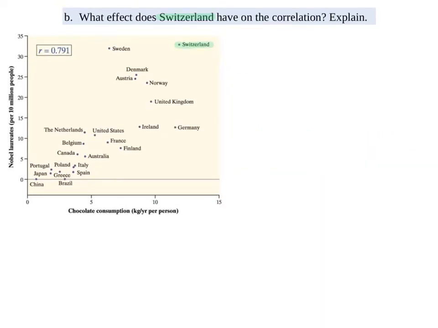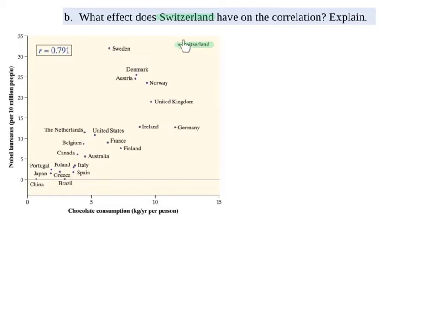And the second part of this problem asks us to figure out what effect Switzerland has on the correlation. So here's where Switzerland is, and there's where the United States is. Switzerland, people eat a lot of chocolate, maybe like 12 kilograms per year per person. And they've got a lot more Nobel laureates per 10 million people. Almost 35. That's a whole bunch. So what effect does Switzerland have on this correlation?